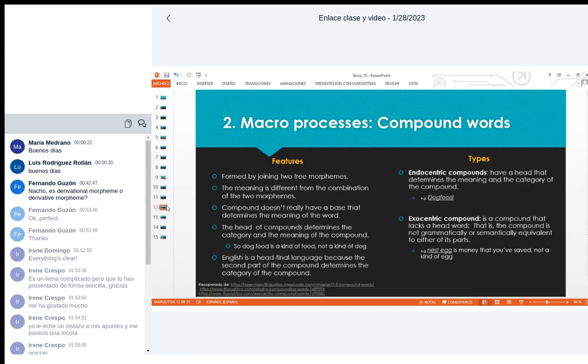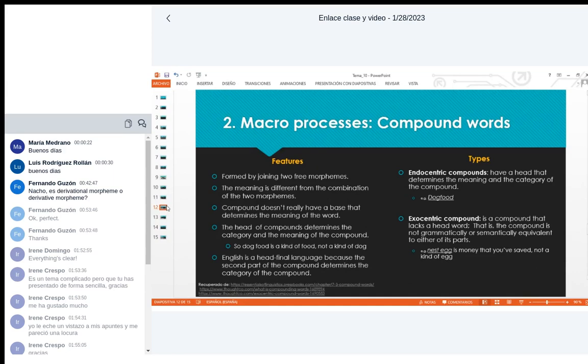Something very interesting about English is that English is a head final language. That is, the meaning of the word is not at the beginning of the compound word, but rather at the end of the compound word. For example, the first aid kit: really, the one who gives the actual meaning is the kit at the end, not the first aid. So really, English is a head final language because the second part of the compound determines the category of the compound.